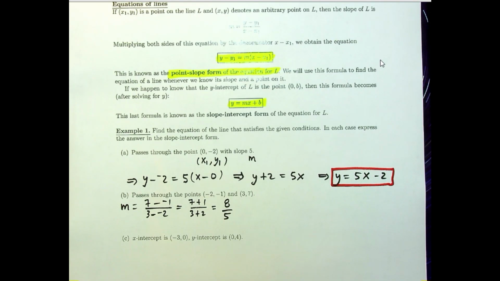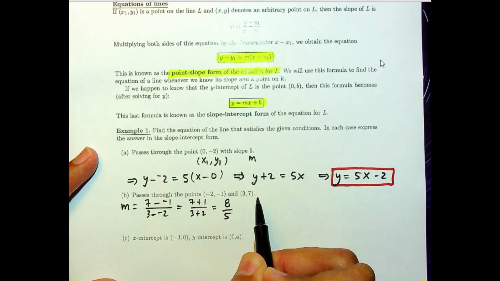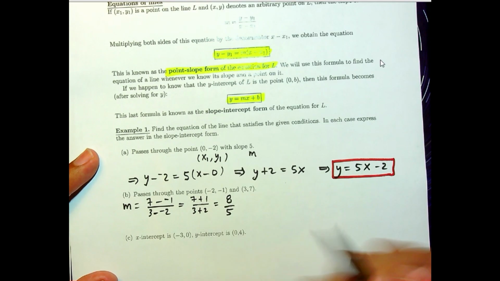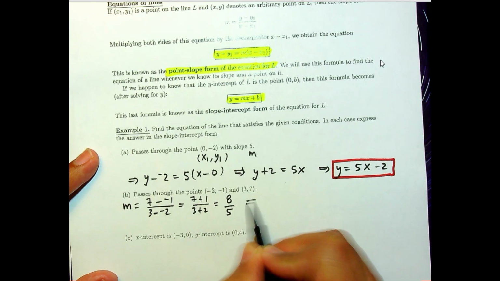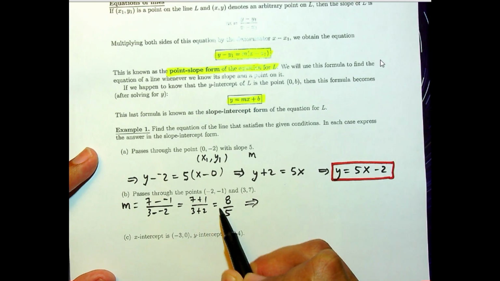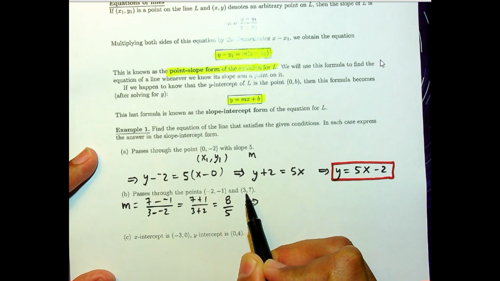And now we use any of the 2 points. I usually like using the one that has the least number of negative signs, because negative signs usually trip you up. So I'm going to use the point 3, 7 instead of -2, -1. Okay, so now you just plug in m equals 8/5, and then x1 equals 3, and y1 equals 7.